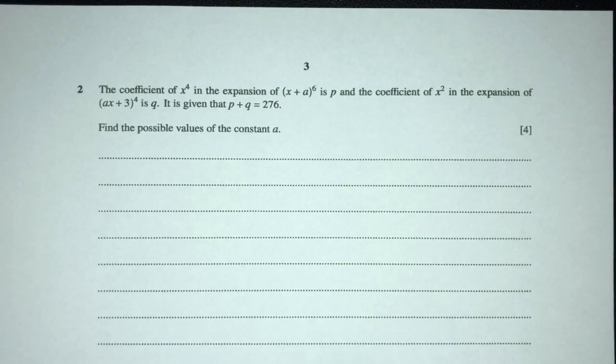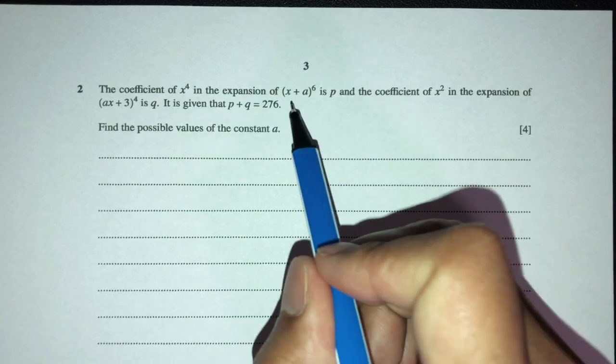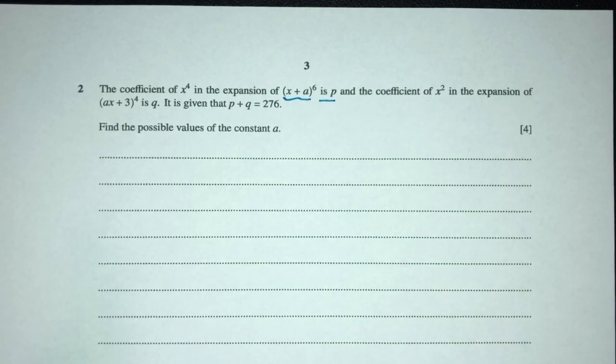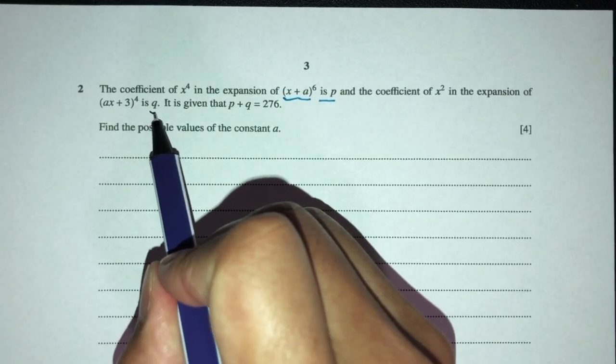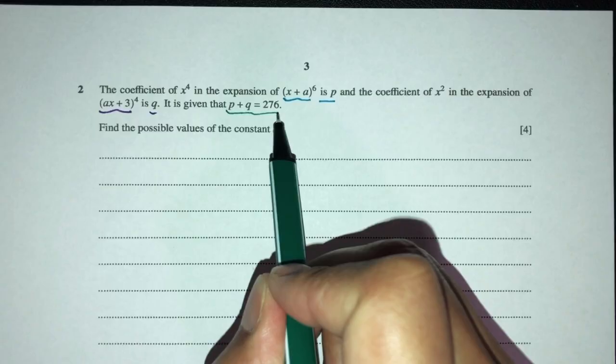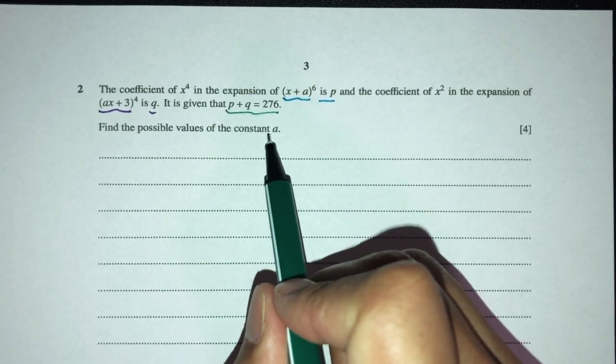Now let's move on to question number 2. The coefficient of x power 4 in the expansion of this is p. So that's the first thing we have to use, okay? And the coefficient of x squared in the expansion of this one is q. So that's the other thing we have to use. And finally, we also know that p plus q is equal to this whole thing right here. So we have a few things to use to find the values of a.